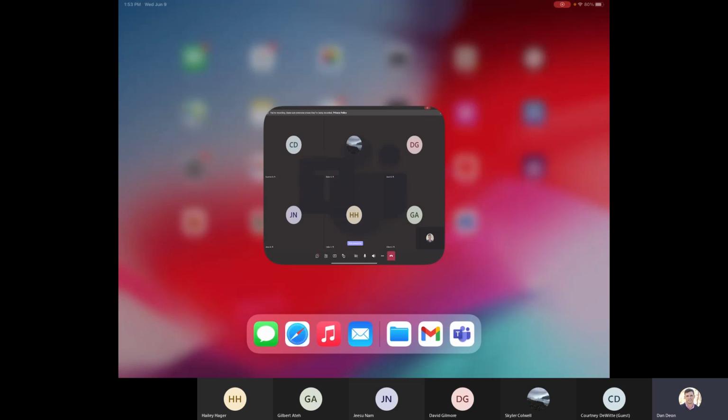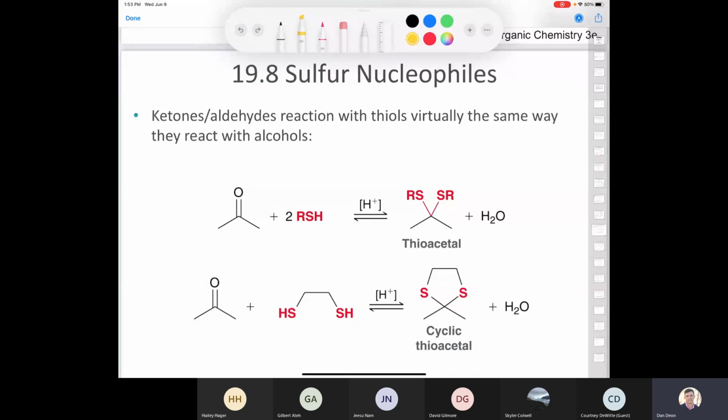All right, section 19.8. So we've looked at oxygen nucleophiles. We talked about how to make an acetal in section 19.5. In section 19.7, we looked at how to blow it apart, just by treating it with dilute acid. In section 19.7, we talked about nitrogen nucleophiles. We talked about how to make an imine and an enamine. And then again in section 19.7, we addressed how to hydrolyze an imine and an enamine.